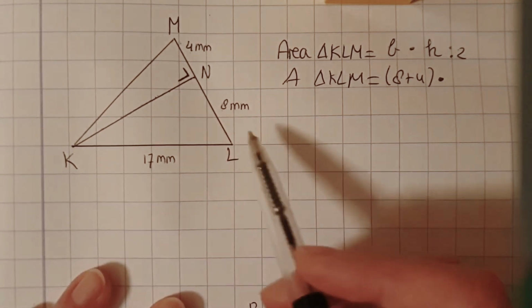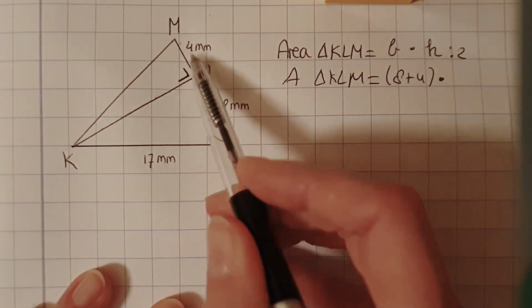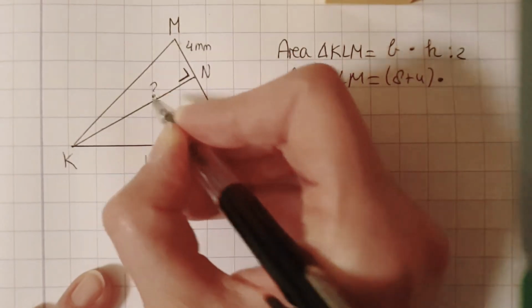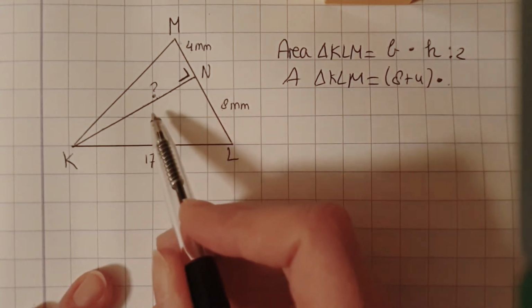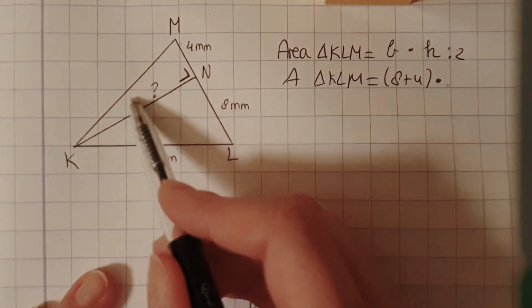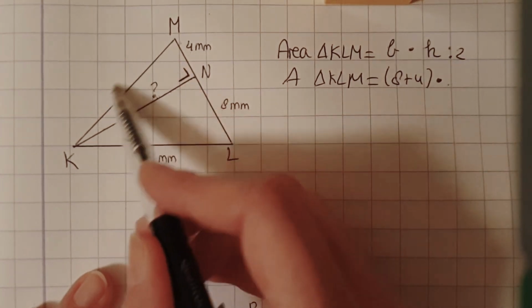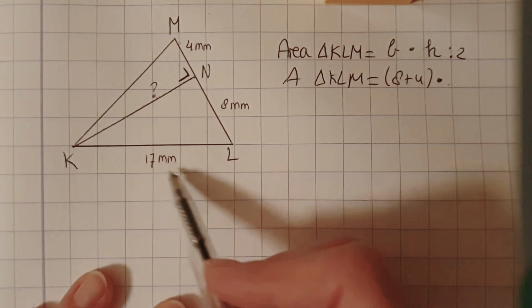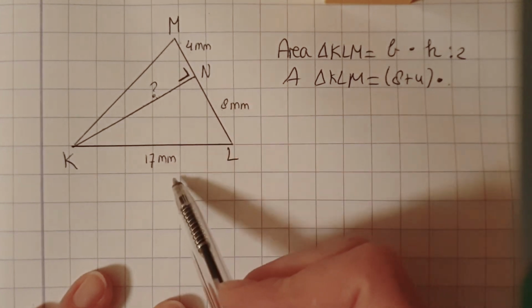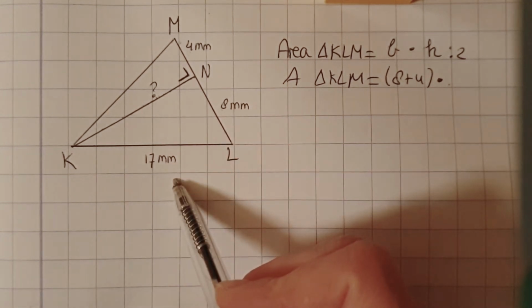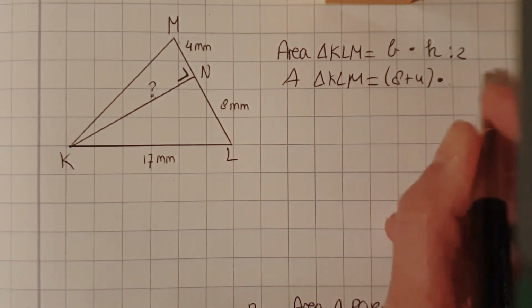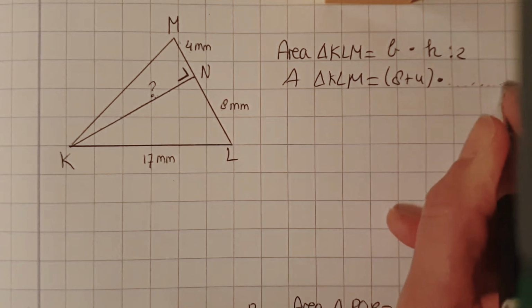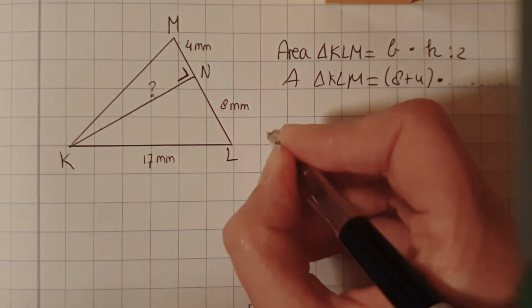I do know what this side is. I want to know what this is, because that's the corresponding height. Once I know it, I'm done with the calculation. But I don't know what it is yet. I can't use this small triangle because I don't know what this is. Let me check out this small triangle. I do know what this side is, and I do know what this side is. So I believe I can do Pythagoras' theorem here. I'm just going to leave this open and we'll come back to this later.